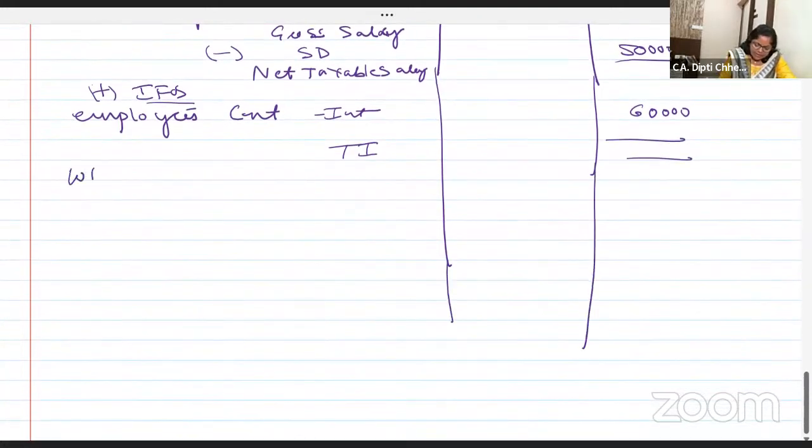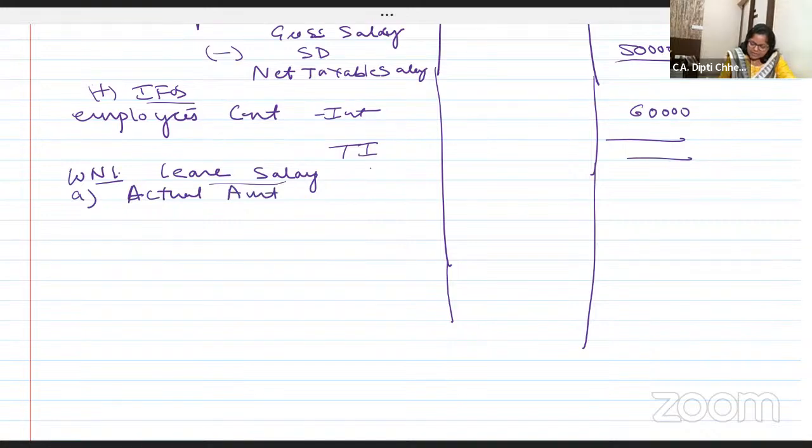Now let us continue with working note 1. Leave salary exemption. A bid. Actual amount received. How much is the actual leave salary received? 4,14,000. B bid. What is the government limit?